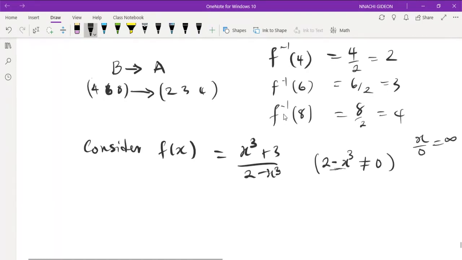Yeah, we don't call it undefined now. You've outgrown that language. It's infinity, but except in a certain app where you want to say undefined, you are free to say undefined. But it's actually defined in the region of infinity. Okay, so now the only thing we have to do here is to make x the subject formula. So we are going to define f of x as y.